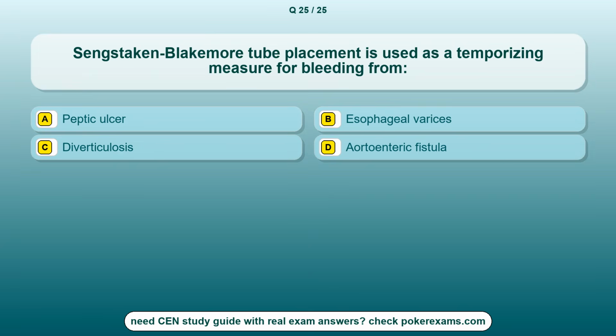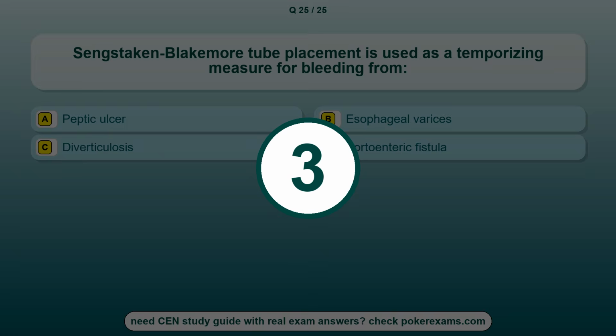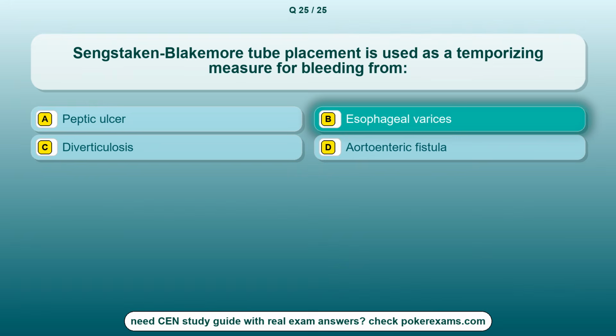Question 25. Sengstaken-Blakemore tube placement is used as a temporizing measure for bleeding from option A, peptic ulcer. Option B, esophageal varices. Option C, diverticulosis. Option D, aortoenteric fistula. The correct answer is option B, esophageal varices.